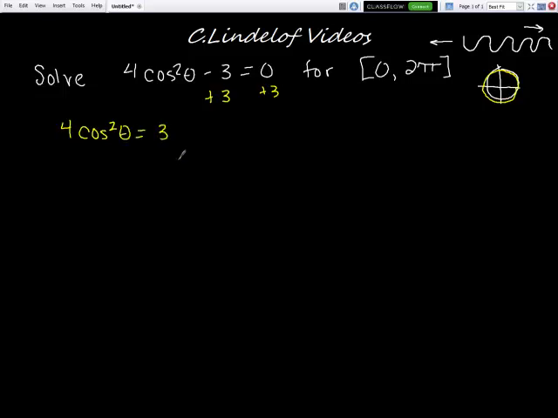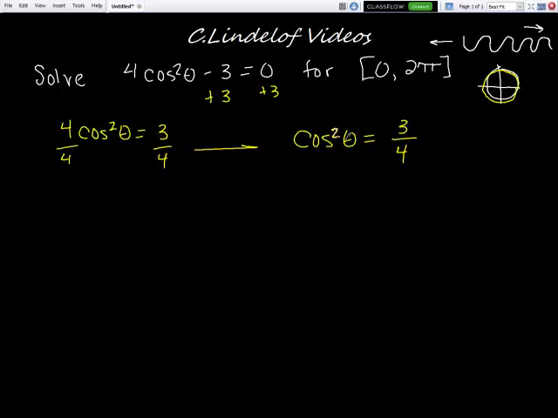So this is still pretty much algebra to me. We're just going to make some changes here, right? So I'm just going to solve this algebraically. I'm trying to get cosine by itself, so I'm going to divide by 4 on both sides, and that would give us cosine squared theta equals 3/4, right?